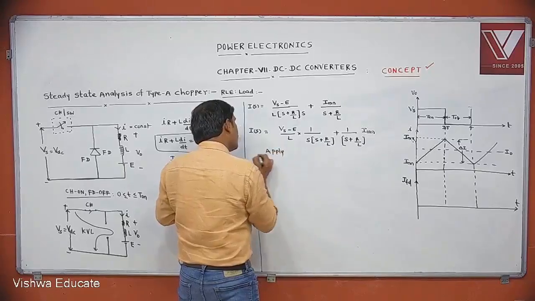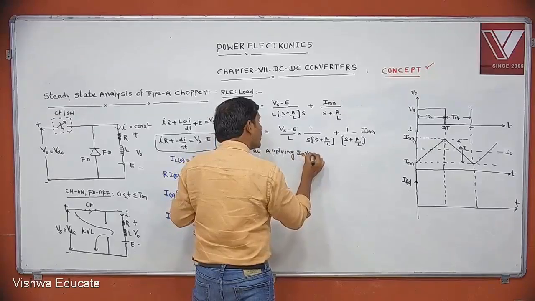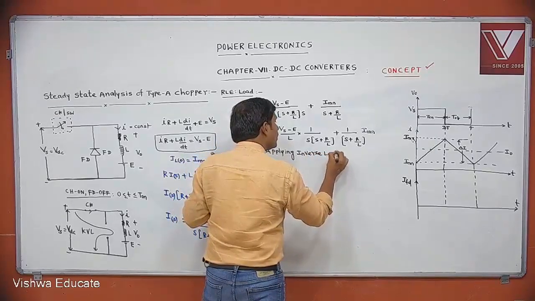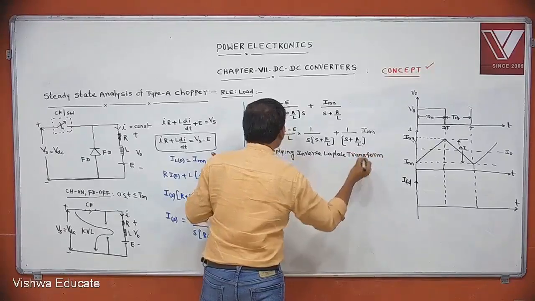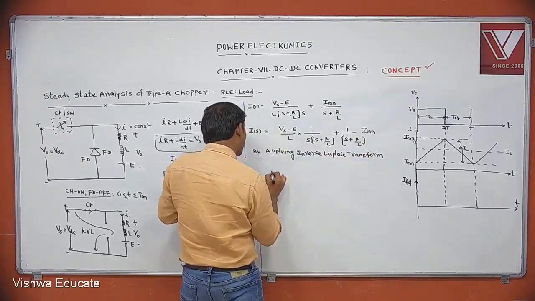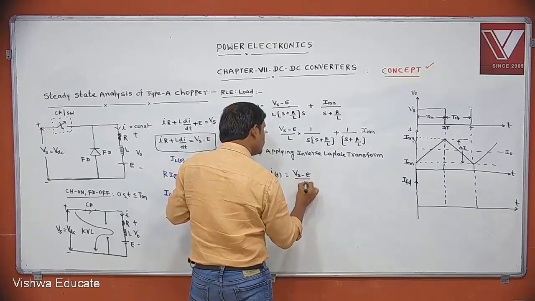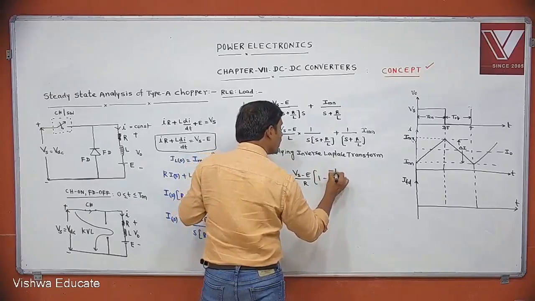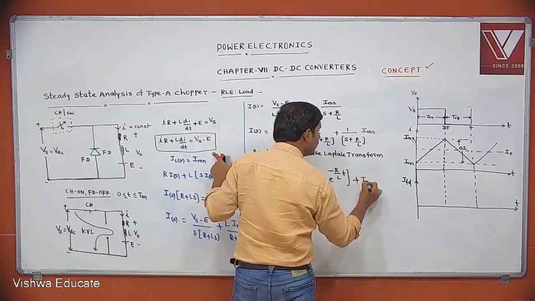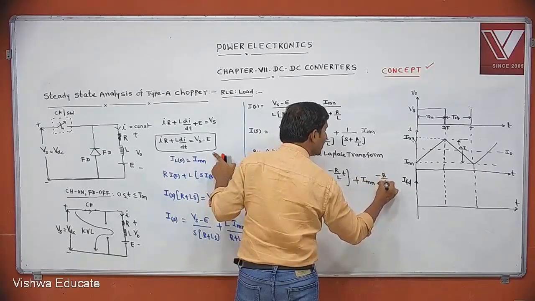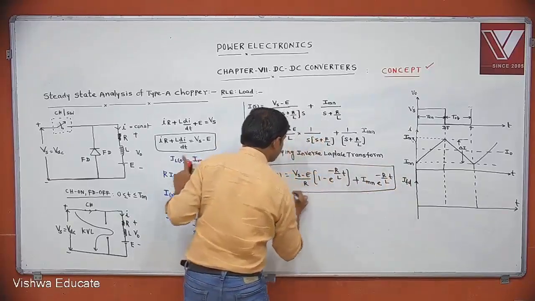By simplifying and applying inverse Laplace transform, what can we get? If you apply inverse Laplace transform, then I of t equals Vs minus E by R into 1 minus e power minus R by L into t, plus I minima into e power minus R by L into t. This is the expression for I of t if the chopper is on.